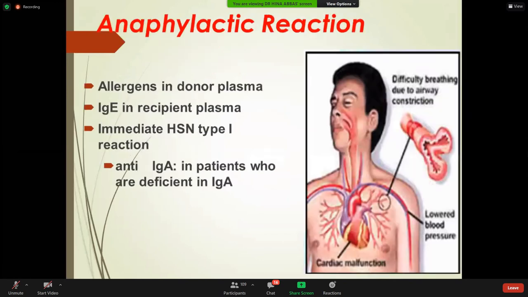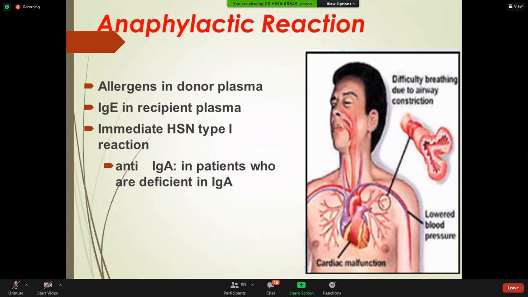The cause is allergens in the donor plasma. Hypersensitivity occurs due to an allergen, so where is the allergen? The patient is exposed to the new donor blood, so the allergen is present in the donor plasma. IgE is present in the recipient plasma. An immediate type 1 hypersensitivity reaction takes place, and this is a systemic allergic response.